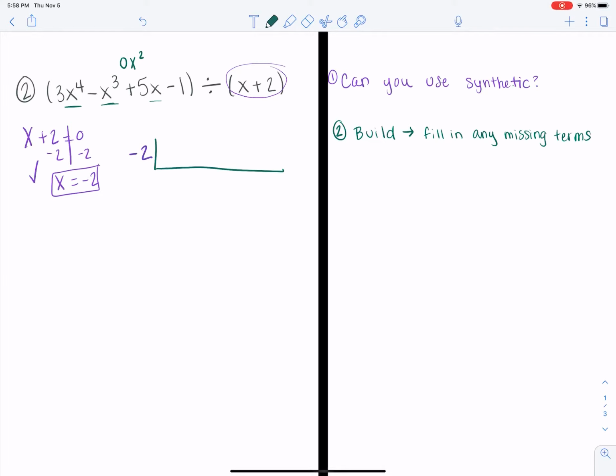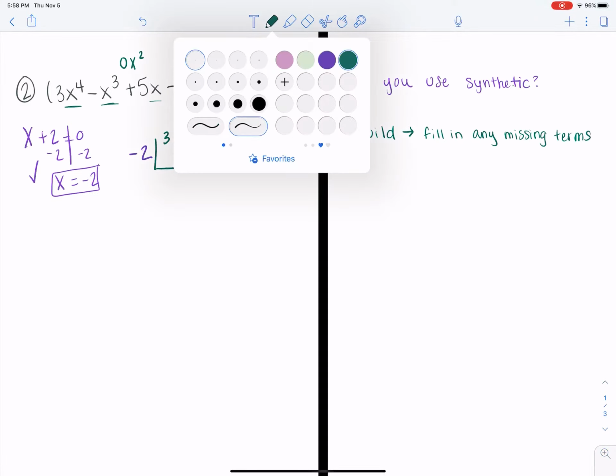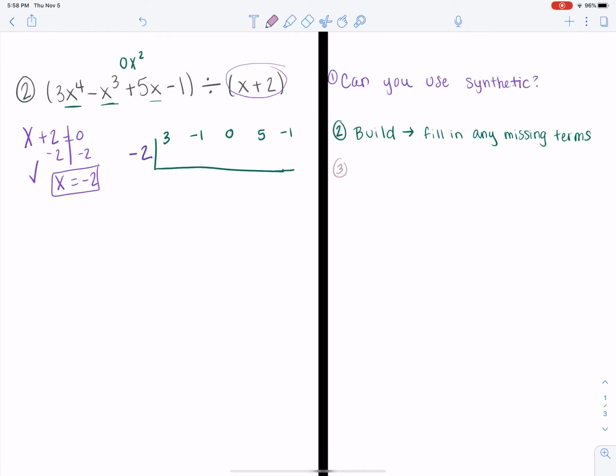Okay, so now we put the coefficients. We have a 3, negative 1. Don't forget the 0, 5, negative 1. All right. Next step is always bring down the first number. So bring down the 3. And then remember the next 2 steps we use over and over until we're out of numbers.